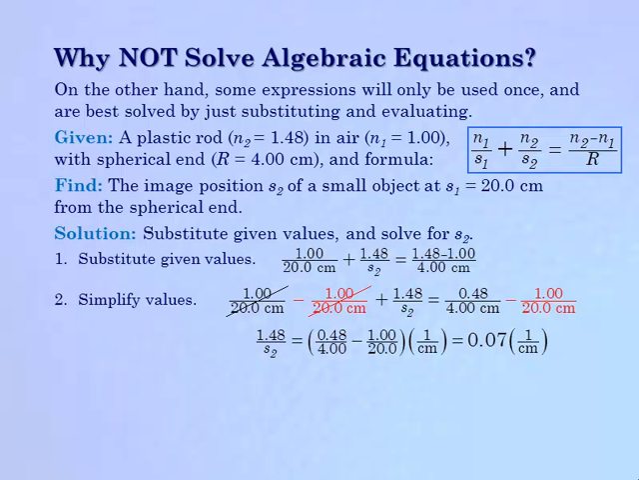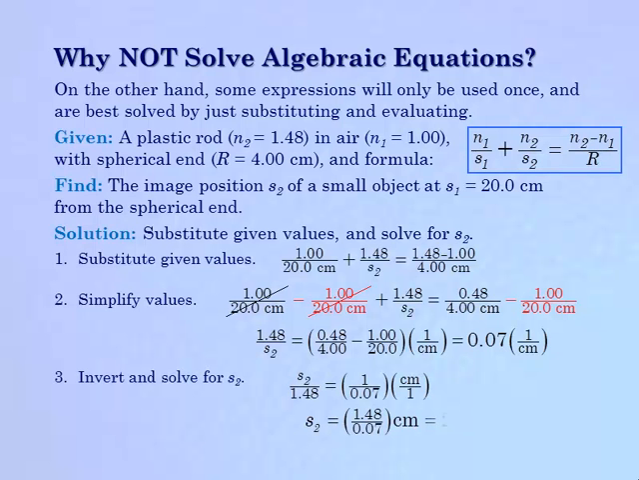Now we can actually subtract that fraction from both sides, even before we evaluate it, and we'll end up with an expression of 1.48 over s sub 2 is equal to 0.48 over 4 minus 1 over 20, and we pull the units out since they both have units of 1 over centimeters so that we can work with the expression all by itself. We'll end up with 0.07 times 1 over centimeters. And that's going to equal 1.48 over s sub 2.